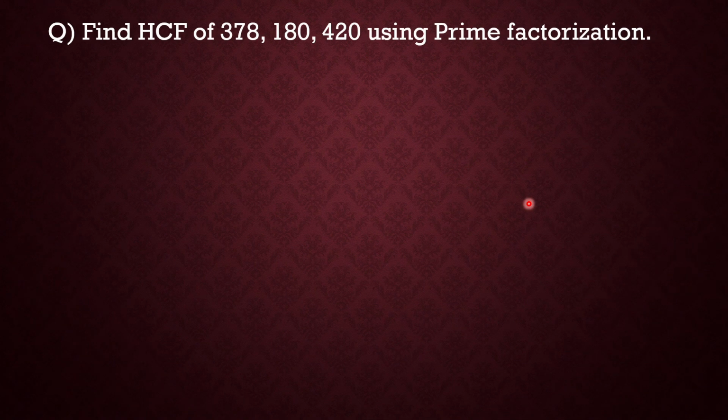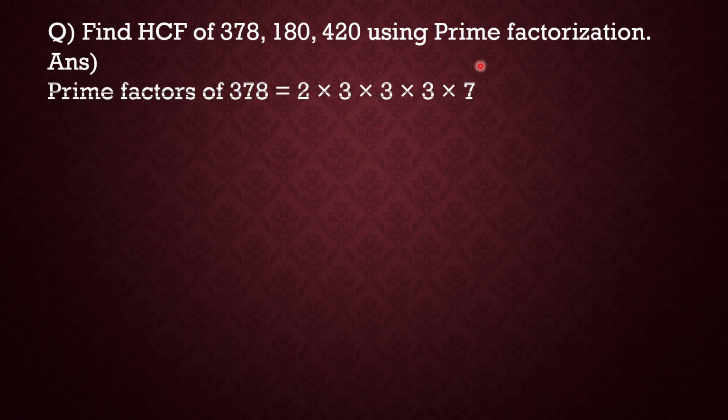Next, we find the HCF of greater numbers, 378, 180, 420, using prime factorization. So directly I have written the factors. Please take a pen and paper and find the prime factors of each number. For 378, try to find them on your own and compare with the answers provided.